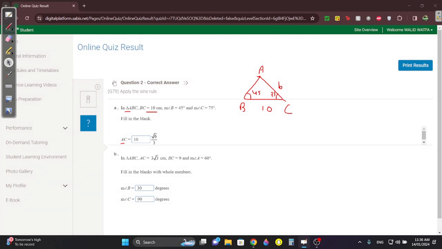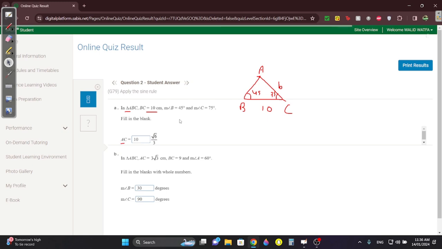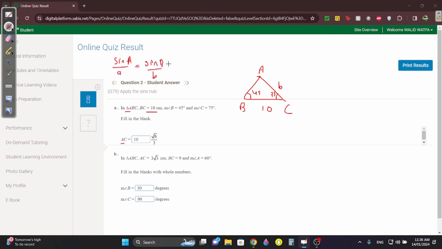But obviously, if they're asking for the square like they did in question one, or the cosine, then you should know you're using the cosine rule. But if they're asking for just numbers, always try using the sine rule first. And the sine rule, if I remind you, is sine angle A over side A equals sine angle B over B equals sine angle C over C.